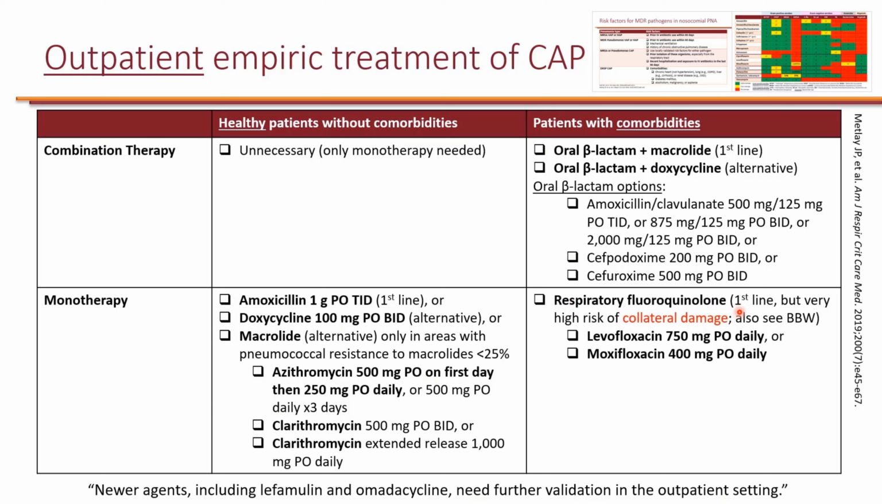Now, this is considered first line in the guideline, and it helps with efficacy and with compliance. However, keep in mind that respiratory fluoroquinolones have a high risk of collateral damage, and there are many adverse effects listed as black box warning. So ideally, a better option would be oral beta-lactam plus a macrolide, as opposed to a single respiratory fluoroquinolone because of collateral damage and the adverse effects.